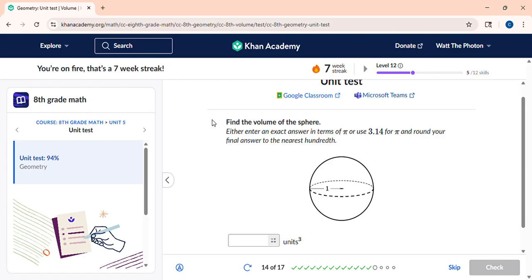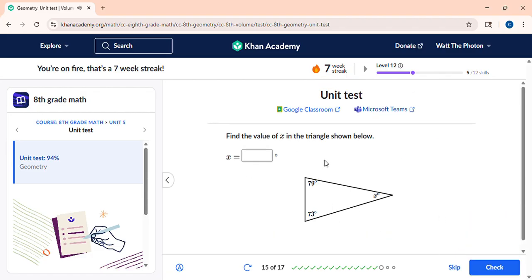We're going to find the volume of a sphere with a radius of 1. It's just pi. That's 4 over 3 pi. So 4 over 3. 4 divided by 3. Yeah, that's about right.